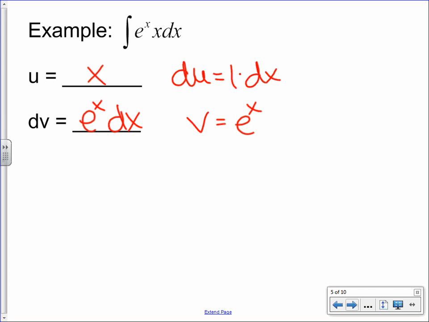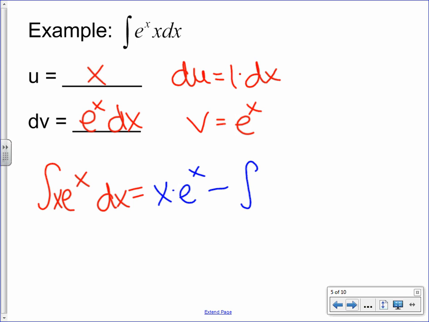Could our dv have a constant? Let's go on. Okay, so there's no plus c, it's just x e to the x. Okay, so now x times e to the x dx is going to be u times v minus the integral of 1 times e to the x dx, right?